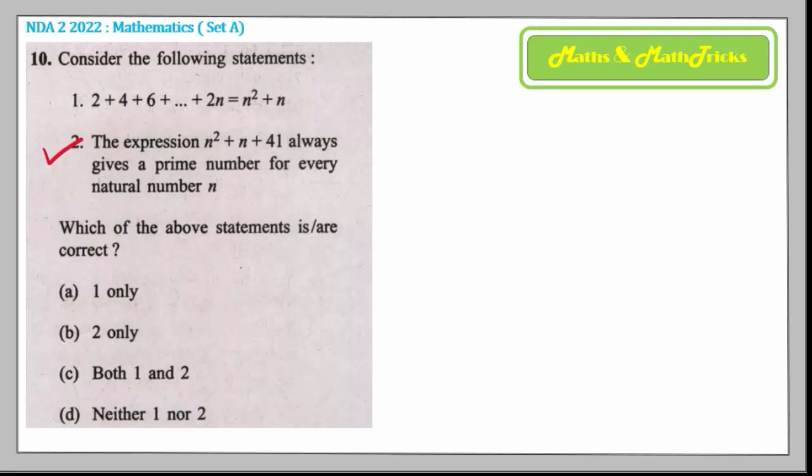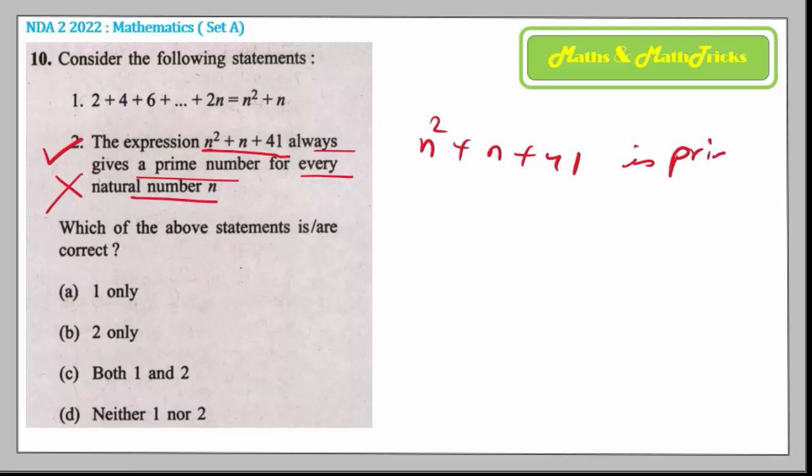Now statement number 2, they say that the expression n square plus n plus 41 always gives a prime number for every natural number n. No, it will not. Actually, there is a fact you can verify. n square plus n plus 41 will definitely give a prime number when you give n less than 40. The moment you give n equals 40, you check the answer. n equals 40.